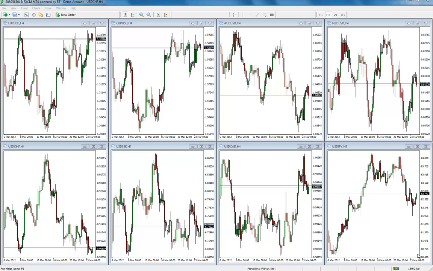This session I'd like to discuss the subject of the DXY, or the US dollar. And as you can see here, I've got 8 blank charts.